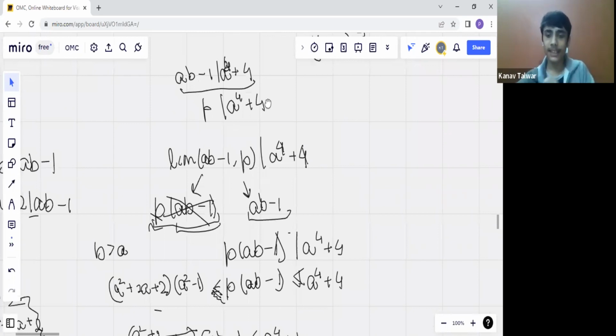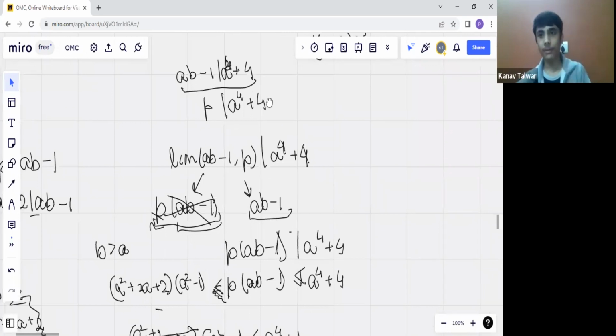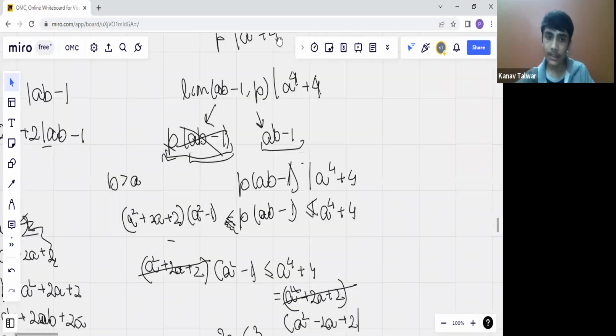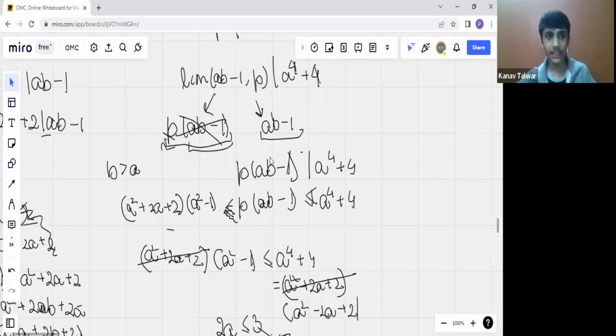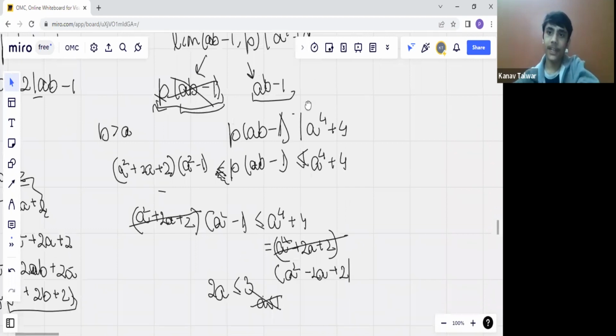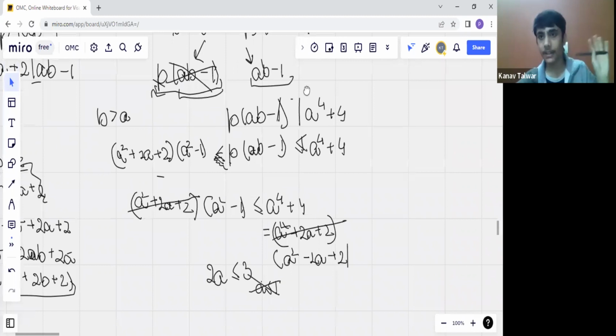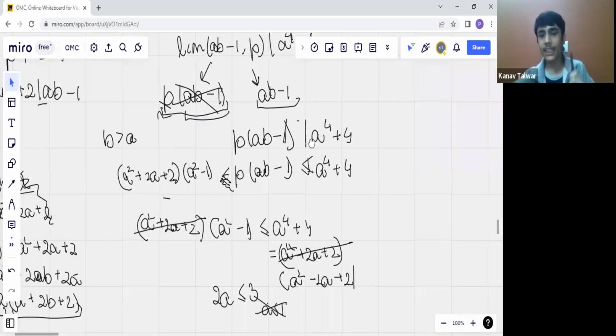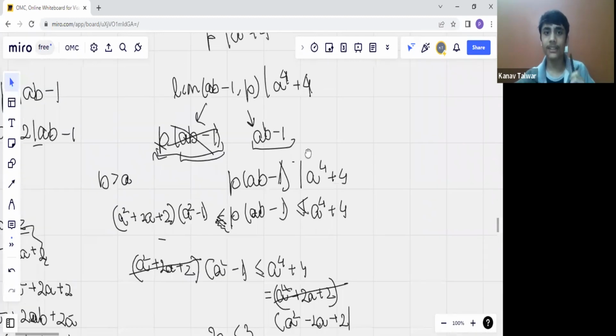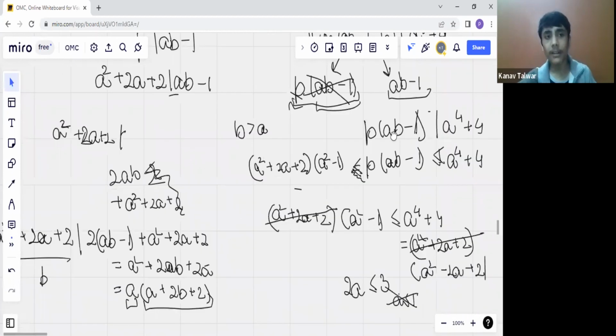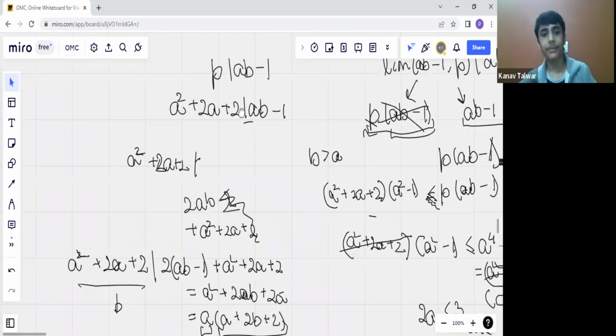Now, just because P is a prime, the LCM of AB minus 1 and P is either P times AB minus 1 or it's just AB minus 1. So if it were P times AB minus 1, we had some size issues that both are at least A squared, which gives some contradiction after some case bashing, but that's fine. So some size issues gives that P times AB minus 1 cannot be true. That is, the LCM of AB minus 1 and P must be AB minus 1. That is when P divides AB minus 1.